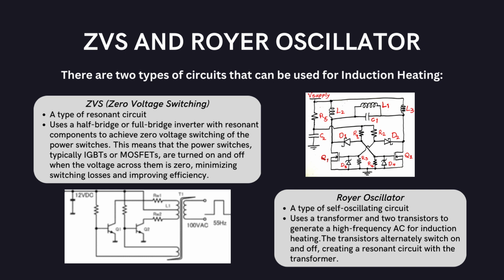Whereas the Royer oscillator is a type of self-oscillating circuit that uses a transformer and two transistors to generate a high frequency AC for induction heating. The transistors alternately switch on and off, creating a resonant circuit with the transformer. So the ZVS circuits are mainly known for their high efficiency, high power density, and good load adaptability. Hence, after seeing these advantages, we chose to build our induction heater based on the ZVS circuit.